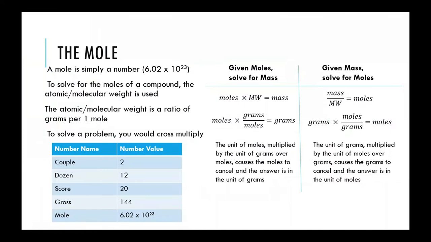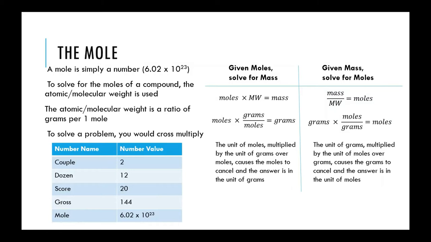So the mole itself is just a number, and that number is a very large number, 6.02 times 10 to the 23rd. That is one mole. Just like a dozen is 12, a baker's dozen is 13, one mole of something is 6.02 times 10 to the 23rd of something. And this is the unit that chemistry is based in.